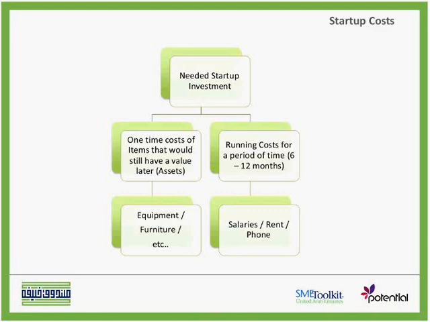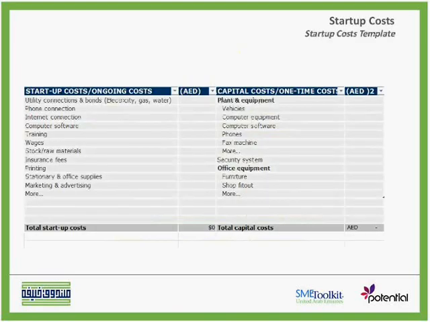Let's look at this in a simple way. Putting aside on a spreadsheet the startup cost and dividing the startup cost into ongoing cost and capital cost. Starting with capital cost, we have plant and equipment, which includes the vehicles needed for your operation, the computer equipment, the computer software, the phone machine, the fax machine, the photocopy machine, and everything you need for your system, for your operation, even the security system. These are capital costs. These are one-time expenditures that you spend upon starting the business.